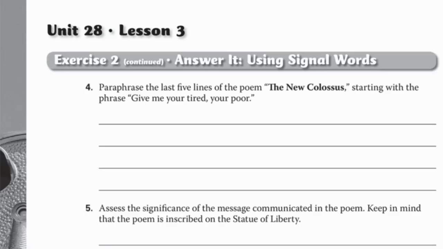Number 4, paraphrase the last 5 lines of the poem, The New Colossus, starting with the phrase, give me your tired, give me your poor. So our word here is paraphrase. When you paraphrase, you restate information in somewhat different words to simplify and clarify. So just put the last 5 lines of the poem into your own words here.